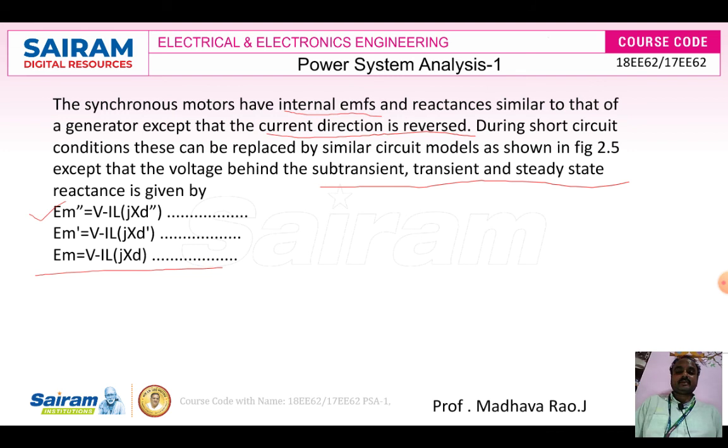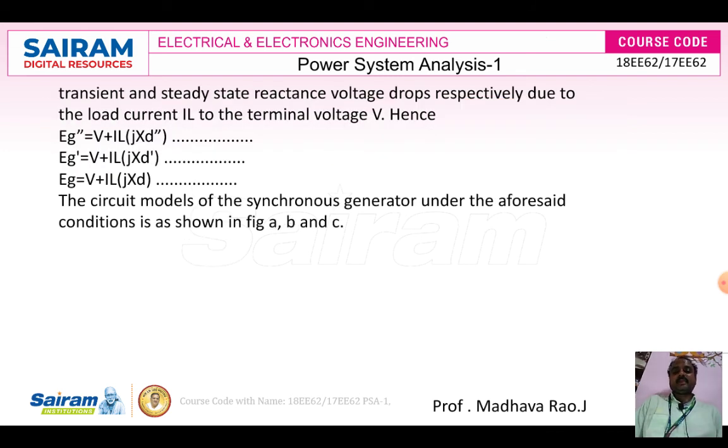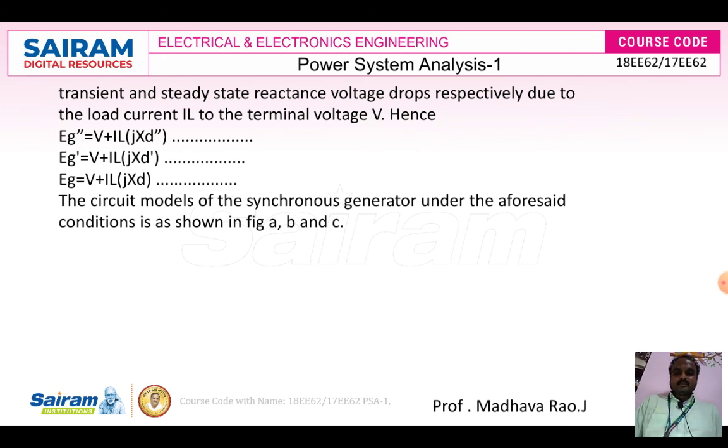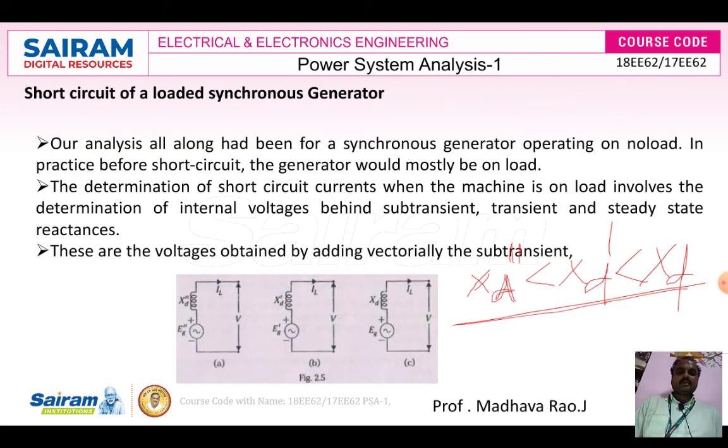These are the three voltage equations for a synchronous machine working as a synchronous motor. Previously, for the generator, a plus sign came since the line current is in the same direction as the induced voltage. But here the line current and induced voltage are in opposition, which is why we get a minus: V minus IL j Xd double dash. That covers the short circuit of a loaded synchronous machine.